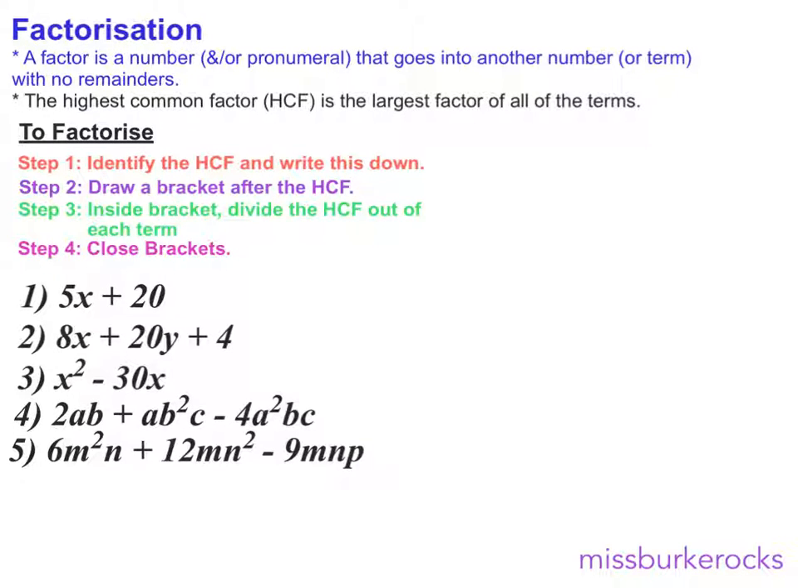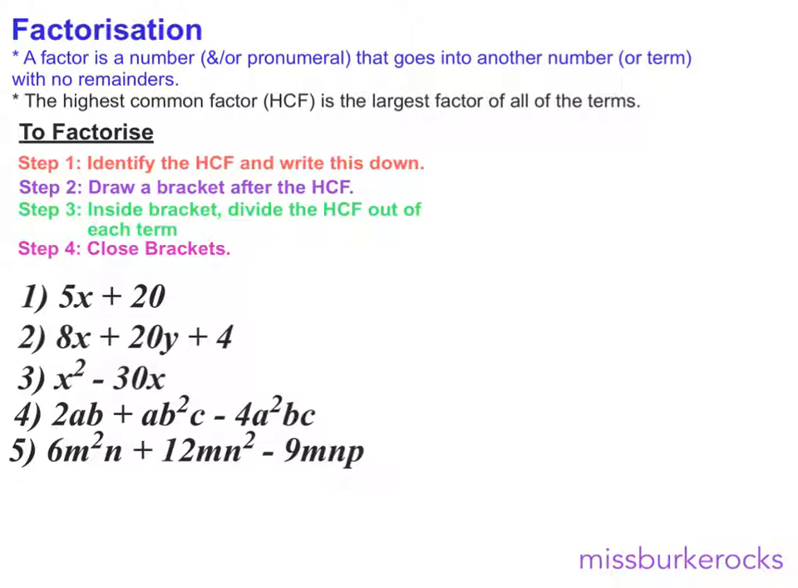We're going to look at factorisation. A factor is a number or pronumeral that goes into another number or term with no remainders. The highest common factor is the largest factor of all of the terms, so the largest thing that goes into each one of the terms that's in our expression.